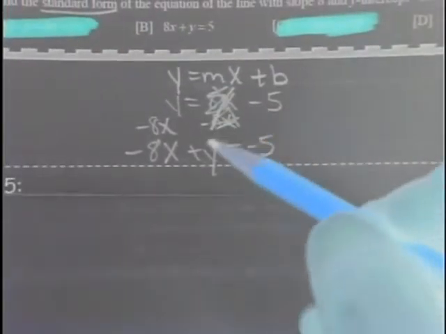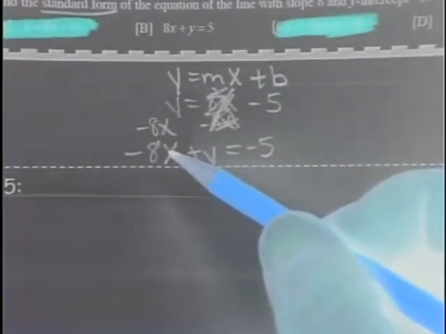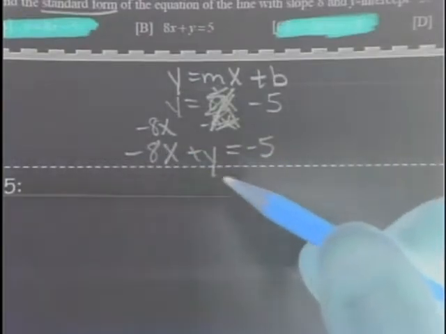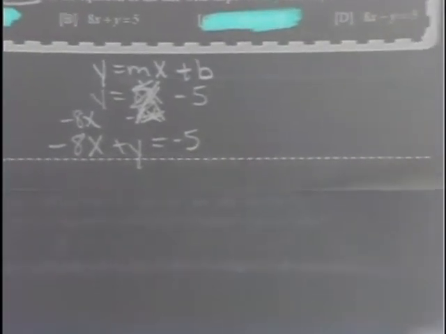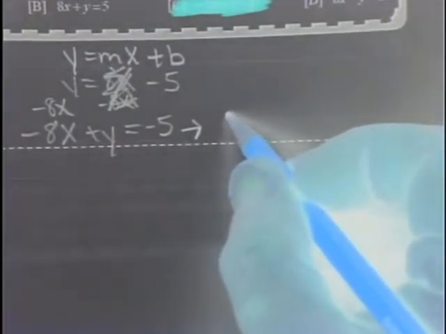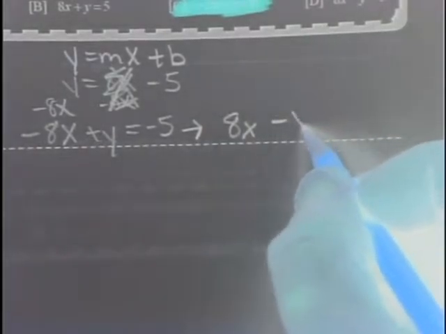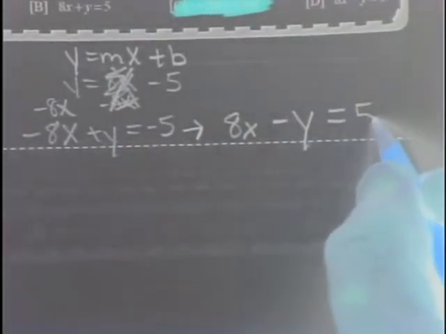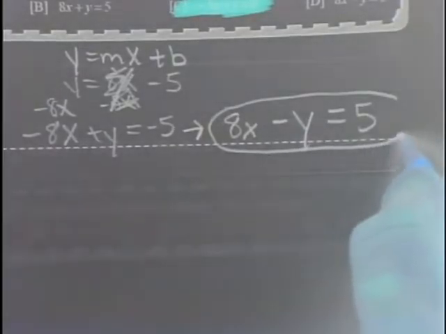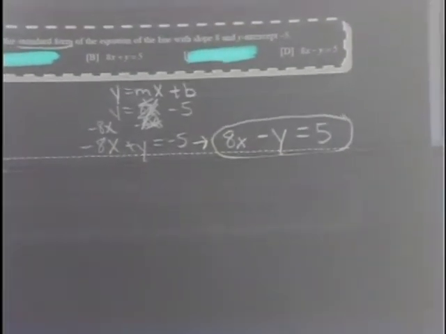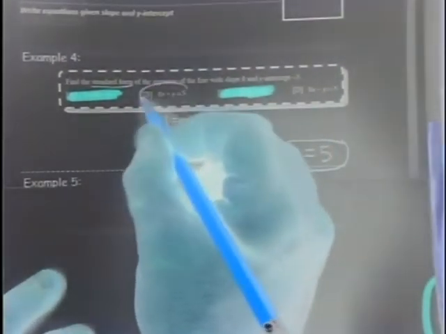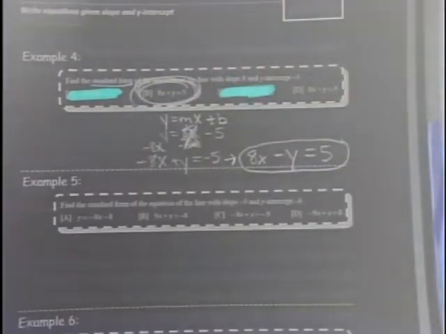Remember, this is an easy fix. If the x piece is negative, just multiply every piece by -1, or simply think I need to change every piece. Janie, what did you say it was? 8x minus y equals 5. 8x minus y equals positive 5. All right, which answer goes with that? B. All right, just like that.